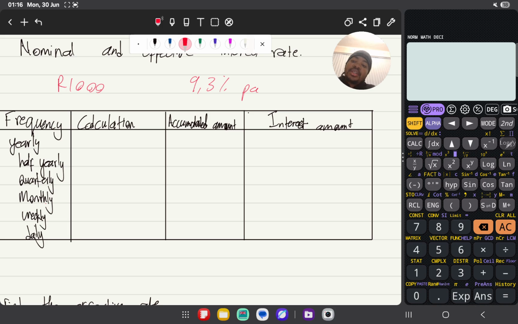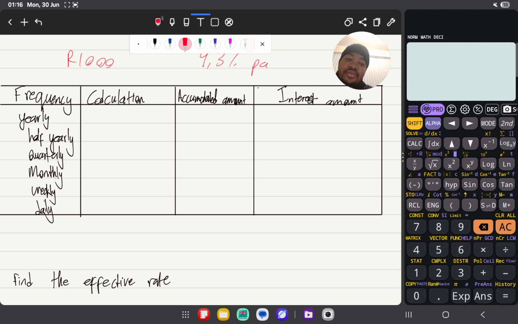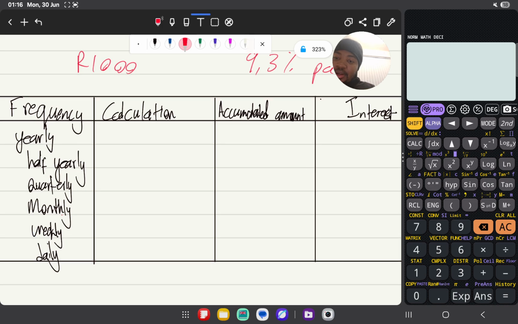There's something interesting about yearly compounding. If our interest rate is compounded yearly, that simply means our nominal rate is the same as our effective rate. We're going to show that and then do a few examples. So we have yearly, half yearly, quarterly. The same 1,000 rand is invested. We make our calculation with 1,000 rand as our principal and this as our interest rate. What we are changing is these things.